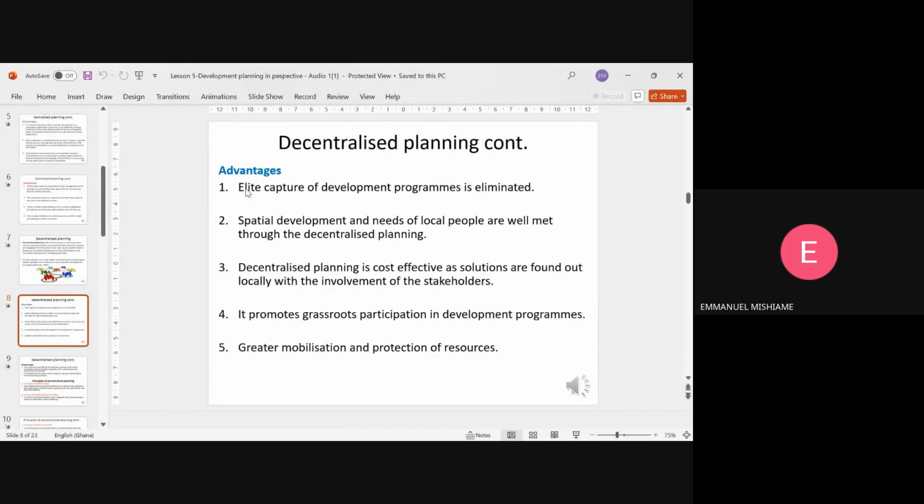All right. Let's move on to the advantages. Now, elite capture of development programs is eliminated. So elite capture is essentially where decisions are taken by the few knowledgeable people, quote unquote, the few knowledgeable or technocratic people. That is elite capture, and it is eliminated because whoever it is, once you are a stakeholder is essentially someone who has interest in something.